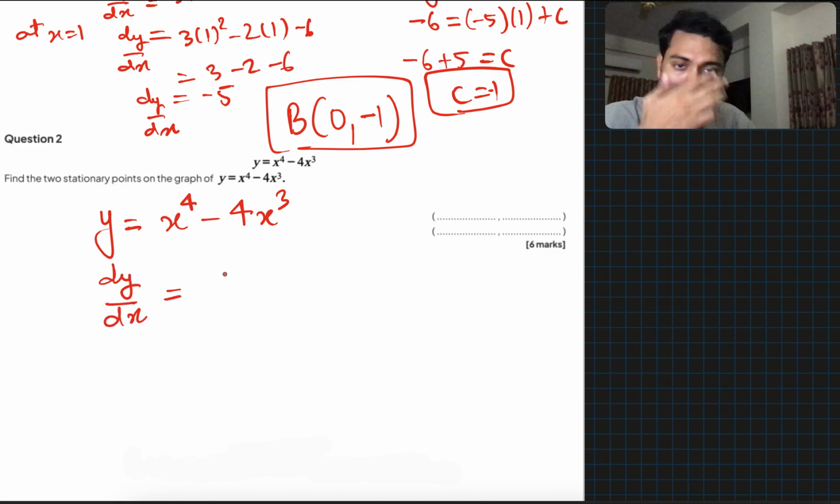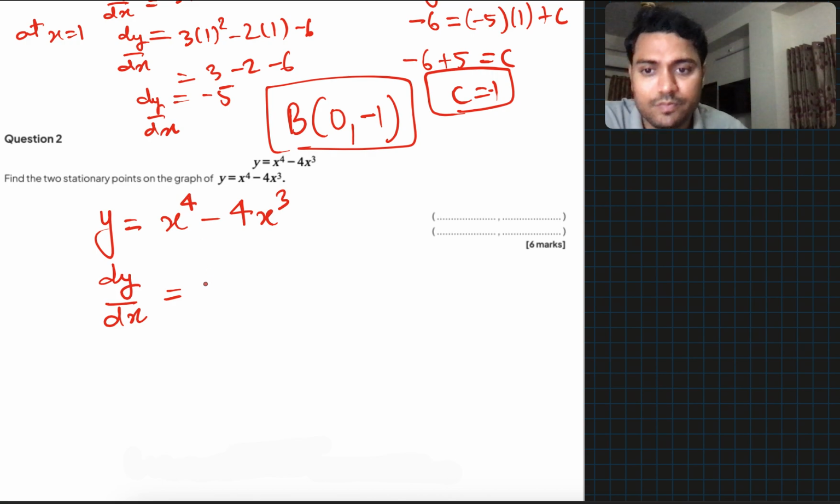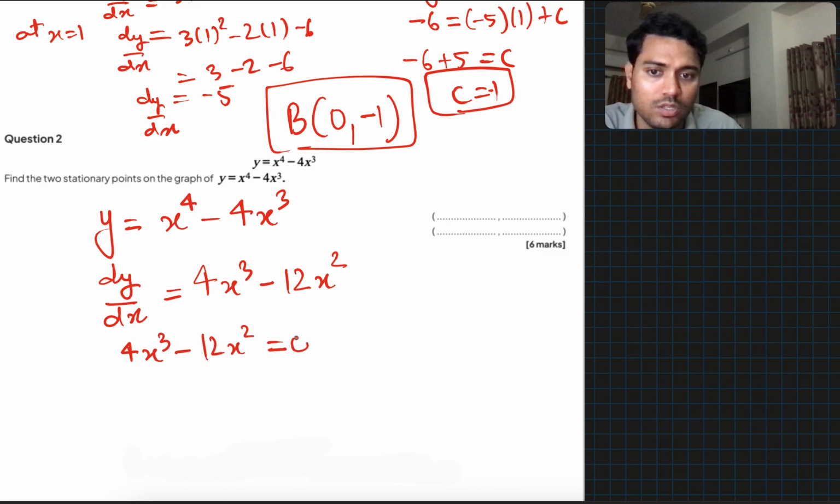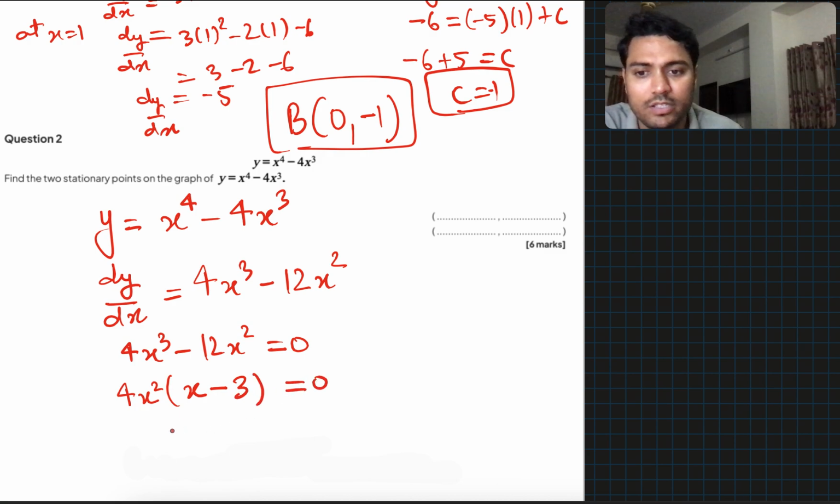So let's find gradient or dy by dx first. That is 4x cube minus 4 3s are 12x square, and at this point it is 0. So we can write 4x cube minus 12x square equals 0. 4x square is common, so 4x square times x minus 3 equals 0. Hence you will get x equals 0 and another one x equals 3. So at x equals 0, y will also be 0, when you substitute in the main equation.